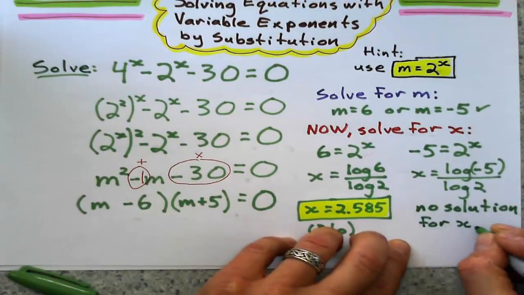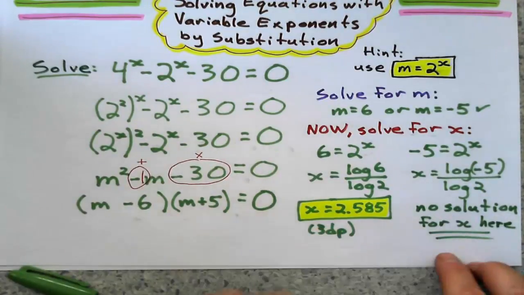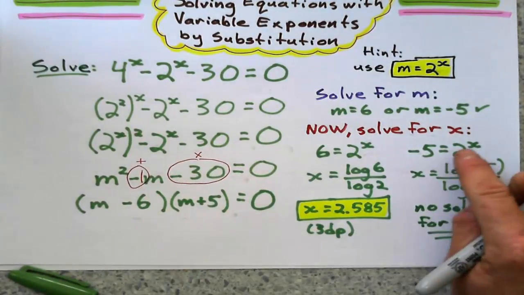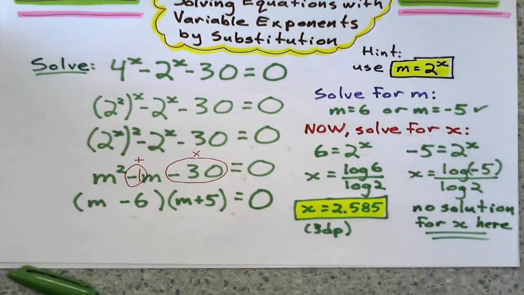No solution for x here. Full stop. We can't. There's nothing that'll happen there. No value of x will make this negative at all.